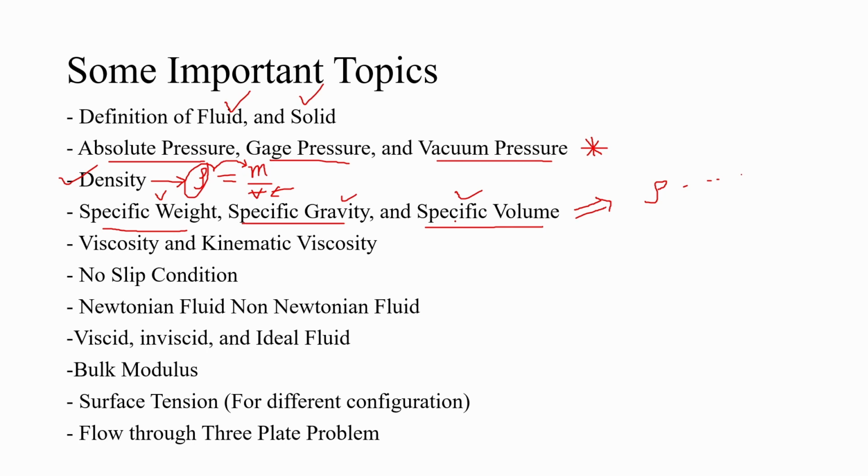Also in future problems, if the specific gravity is given, for example, S is something like 0.8, that means your rho is not given, your gamma is not given here. So you need to know how to derive those values using this S. So these are the fundamental topics you need to develop for the exam.